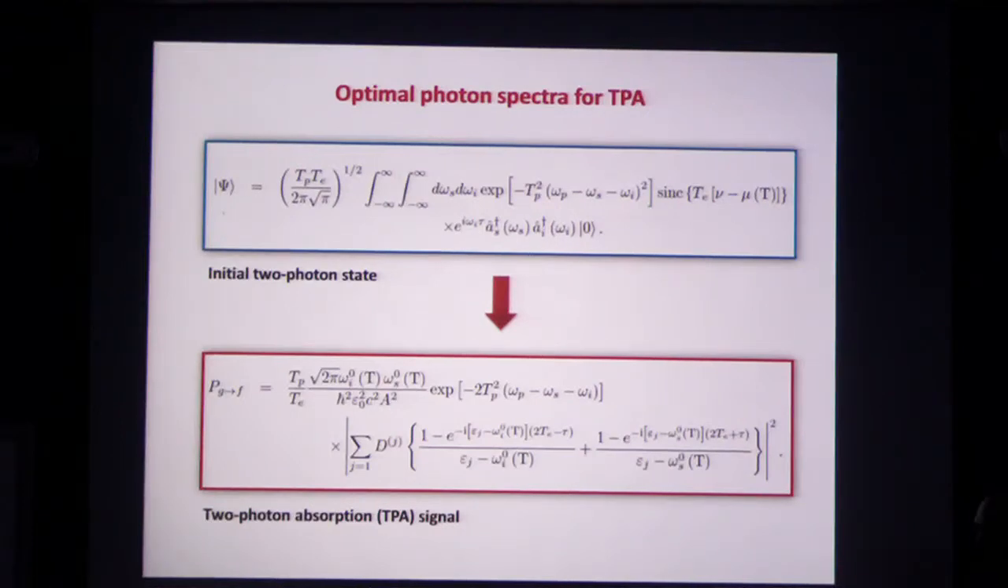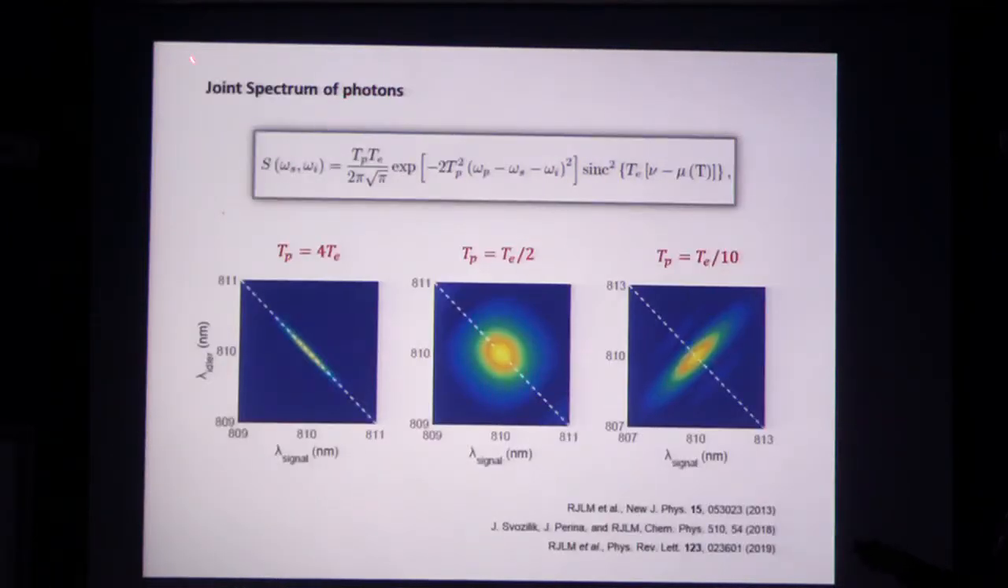To understand what that means, we need to look at what is called the joint spectrum of the photons. And you see here that if TP is 4 times TE, we get these anticorrelated photons. At the specific value of TP equal to TE over 2, we get uncorrelated photons. And for a very small value of TP, we get what is called correlated photons. So from this diagram, what it's telling us is that the best source that we will use is anticorrelated photons.